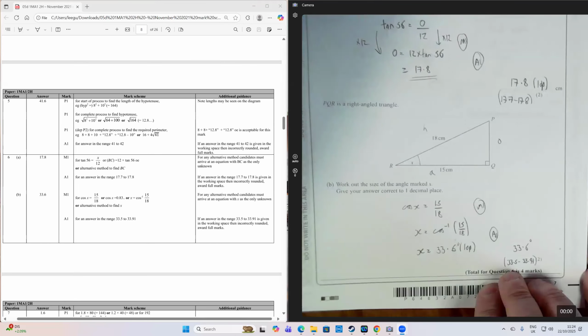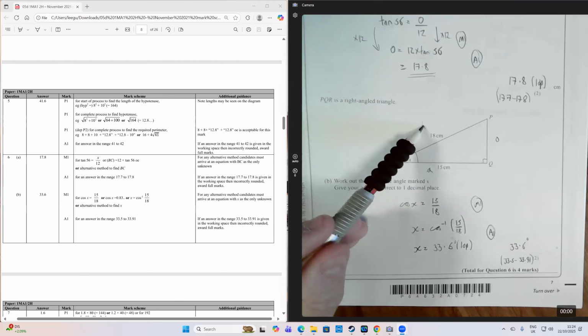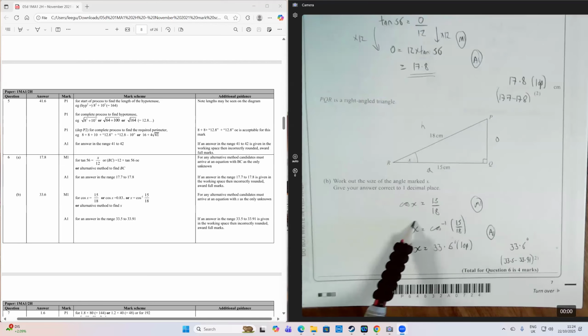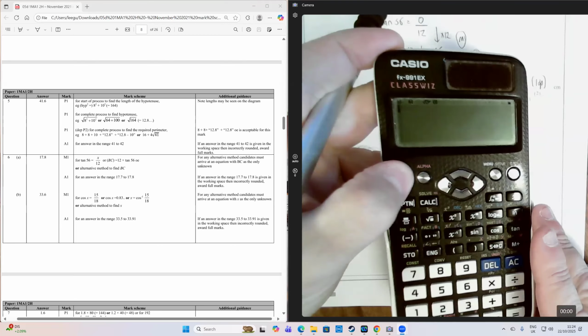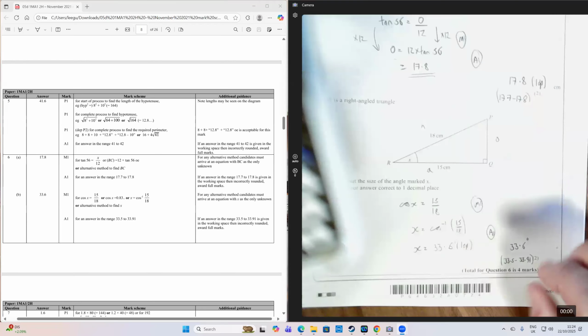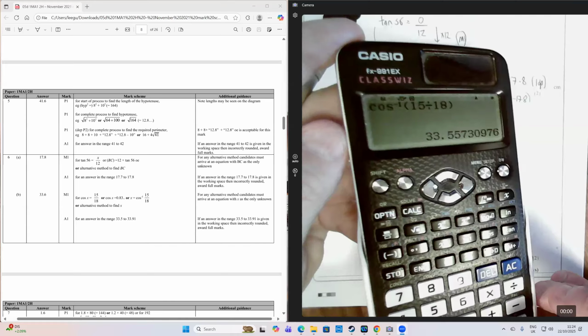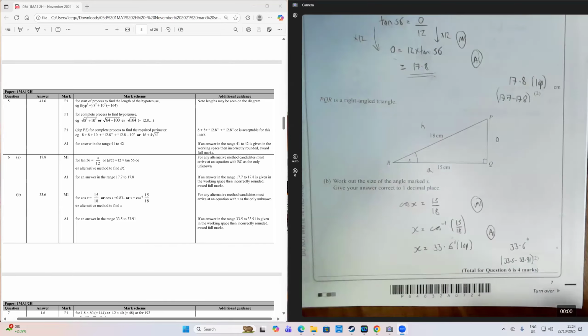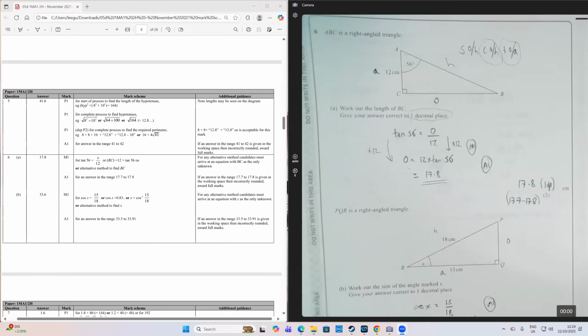So let's look at that now. Cos x is adjacent over hypotenuse, 15 over 18. So therefore x, now when we're finding an angle, we have to do the inverse. Which means on your calculator, that's the one where you press shift. So we're going to press shift and cosine, and then 15 divided by 18, and that gives us 33.55. But again, it says to 1 decimal place, so that's going to be 33.6 when we give that answer to 1 decimal place. So that's how you would do question 6 there.